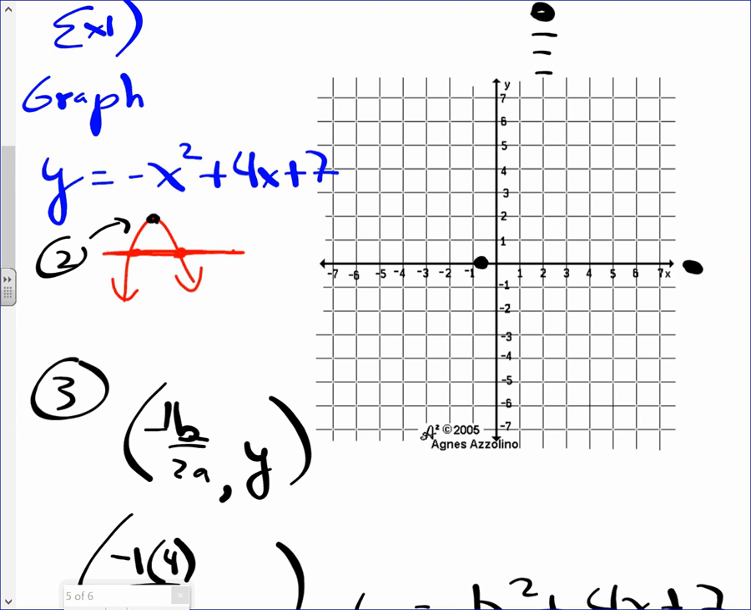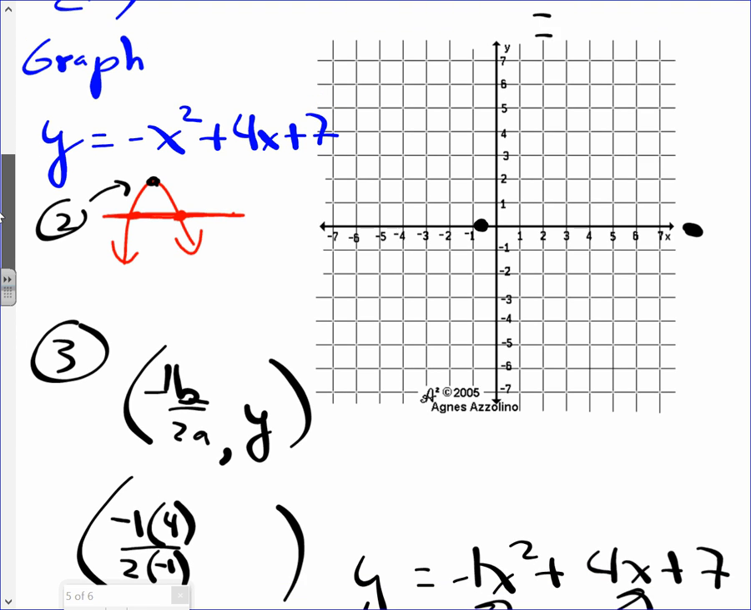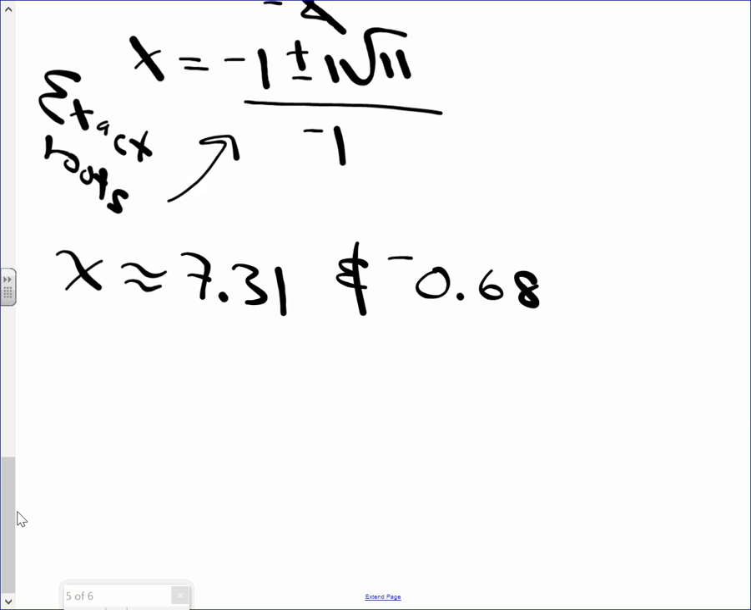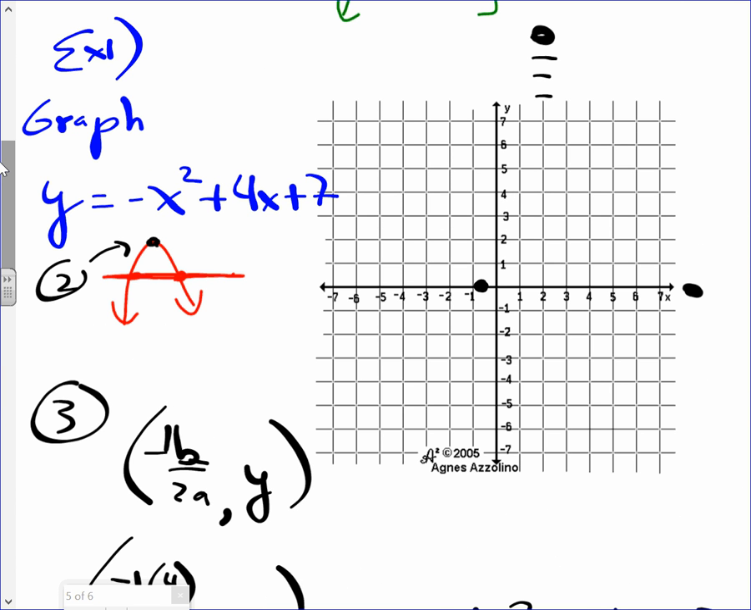Hold up. How did I do what? Okay, look at 7.31. Look at a little past 7. Here's 7.31. And then negative 0.68, that's past 0 on the negative. It's not -1 yet, so it's about right here. Yeah, we're just estimating. All right.